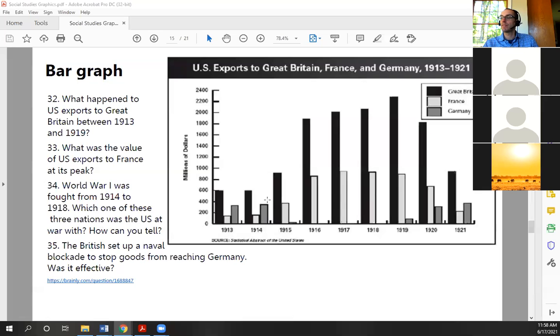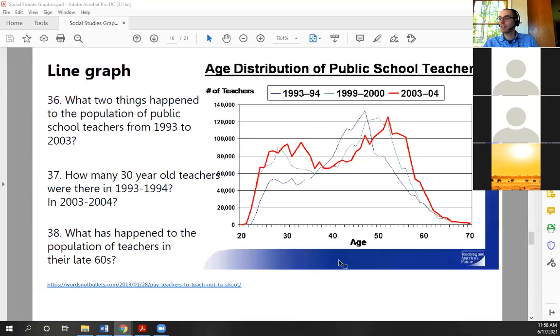I like 34, where we say, just based on this graph alone, we can say we were at war with Germany. That's a good question. Okay.